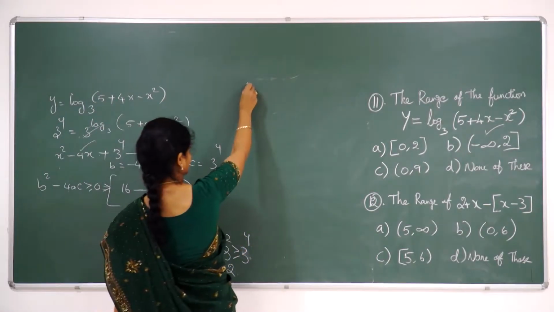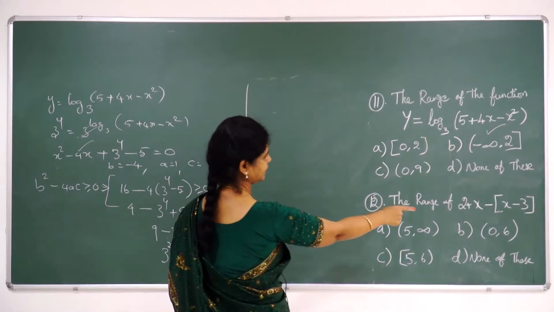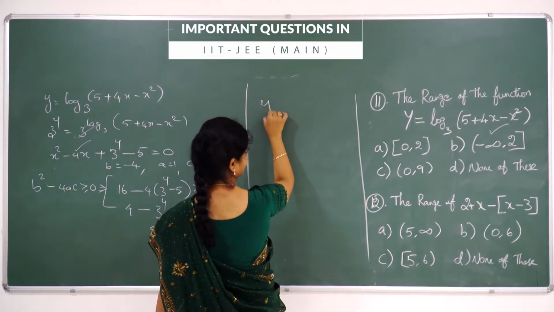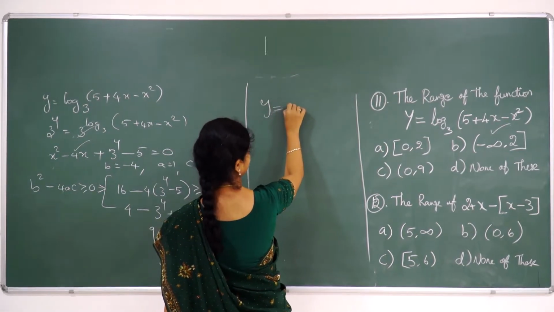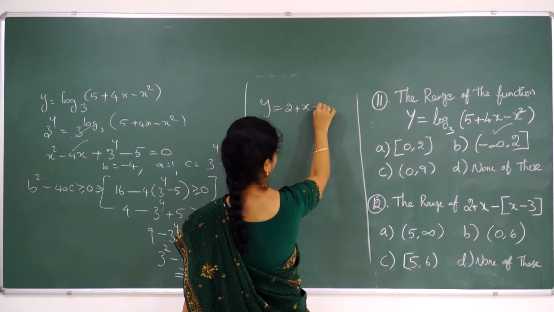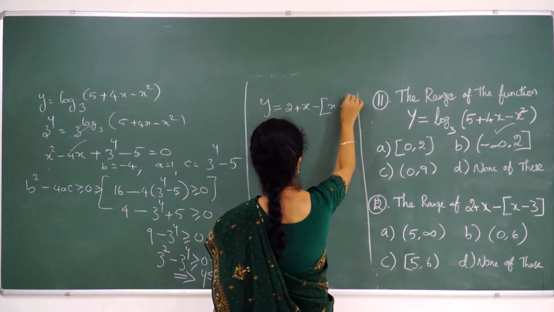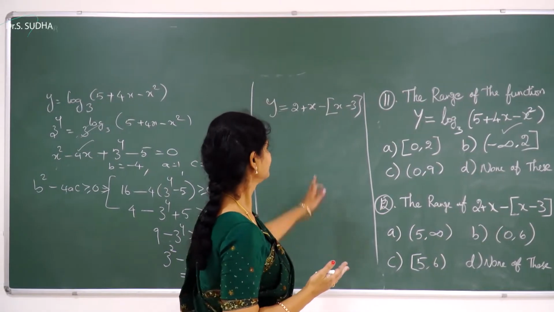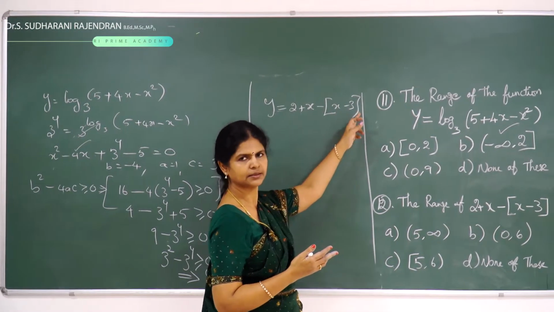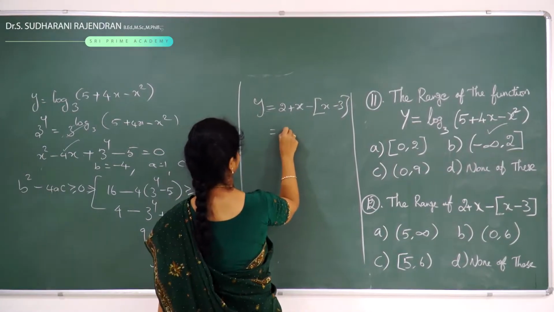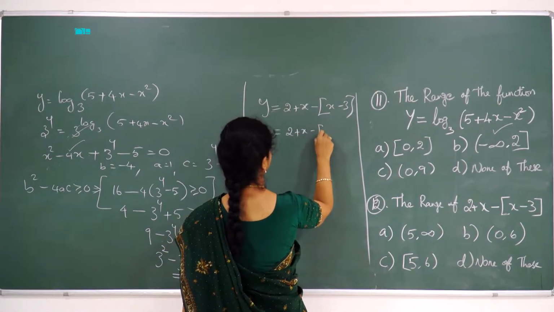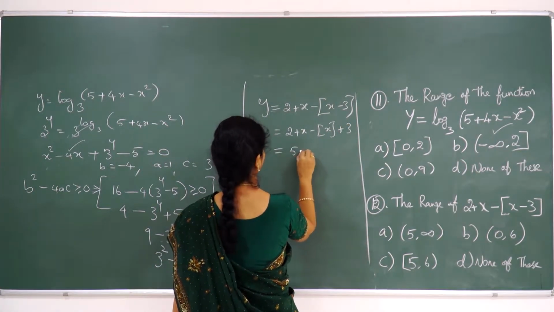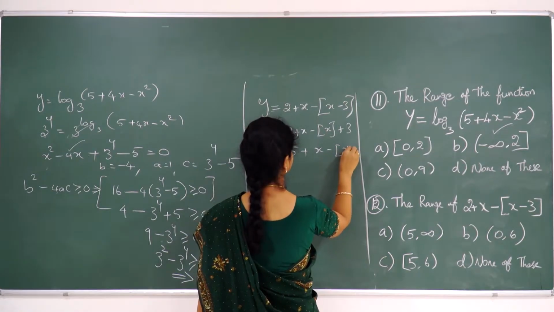Next, the 12th question. You have to find the range. In this, you write f of x, that is y, is equal to 2 plus x minus the greatest integer of x minus 3. Using the greatest integer property, the next step is 2 plus x minus greatest integer plus 3. So you get 5 plus x minus greatest integer.